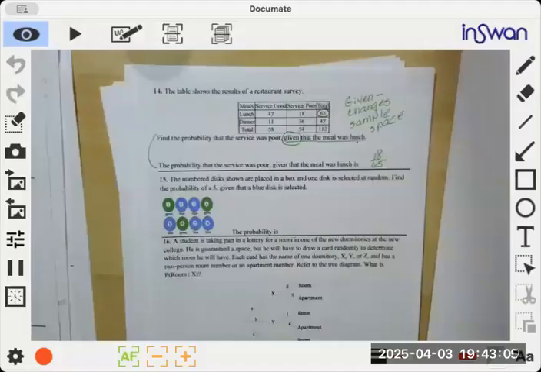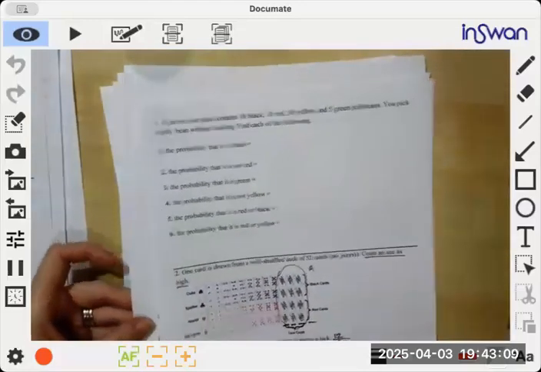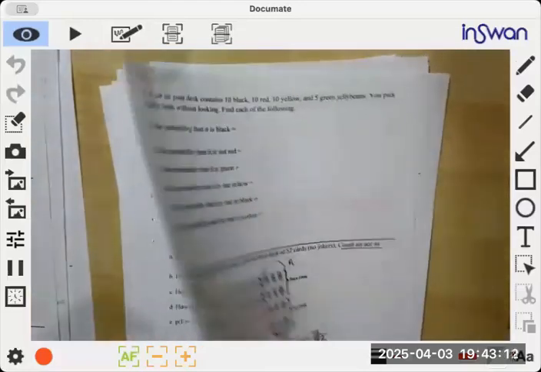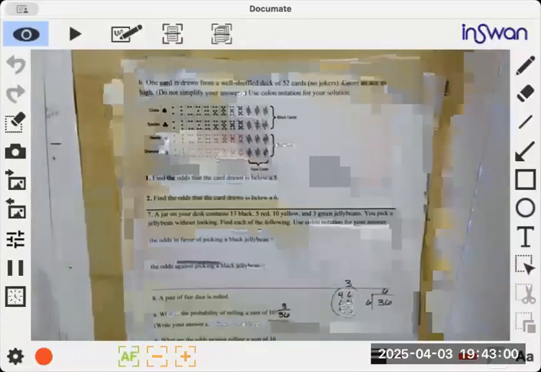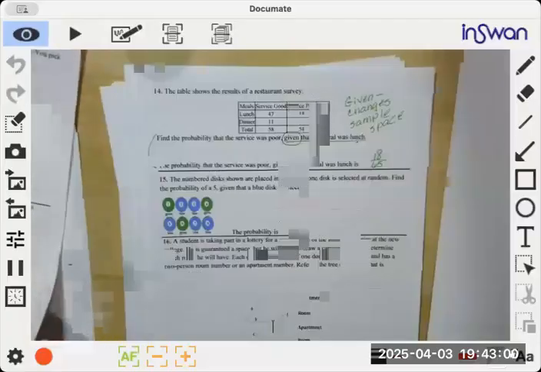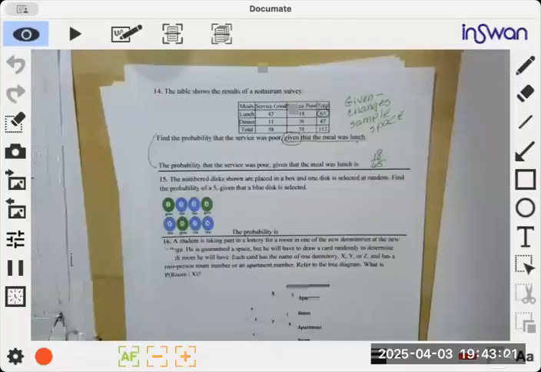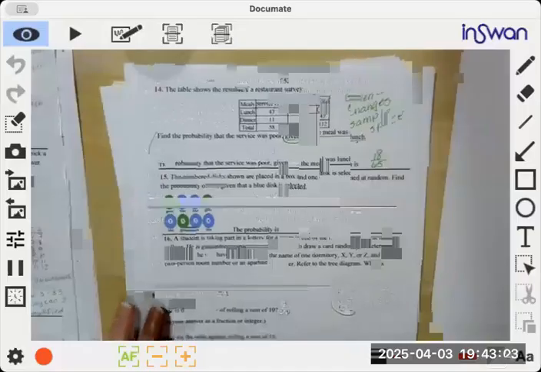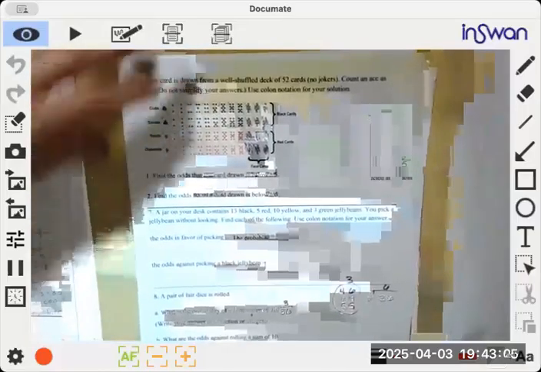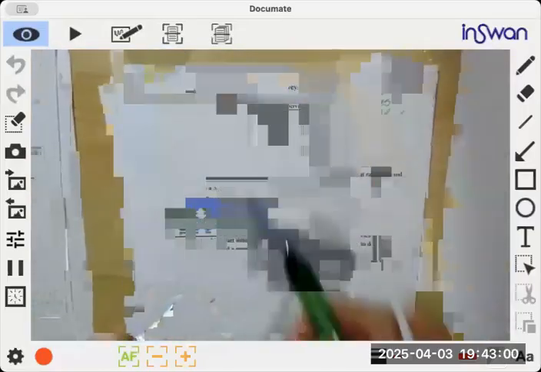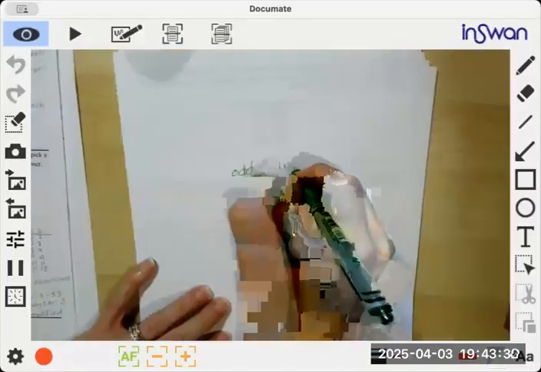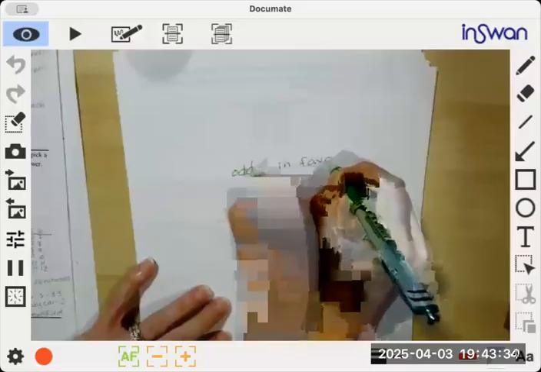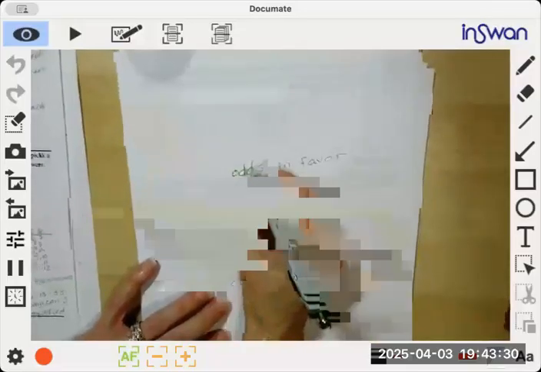Professor, could we do number 7 and 16, please? Okay, you're going to have to remind me about the second one there, but let's start with number 7. Number 7, we have a jar on our desk with some jelly beans in it. Okay, odds in favor versus odds against.